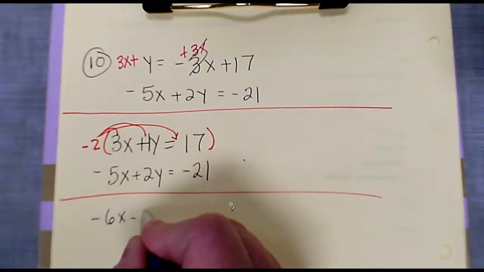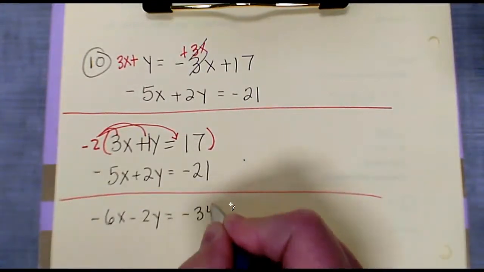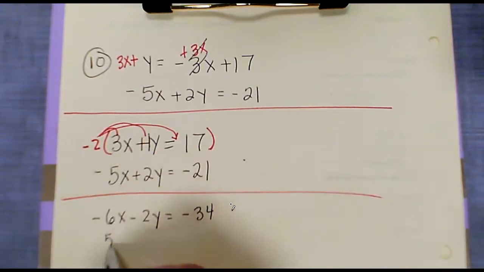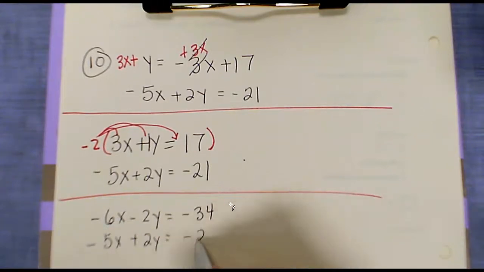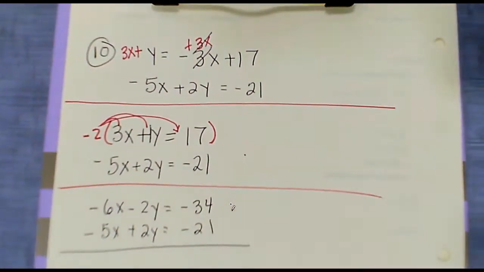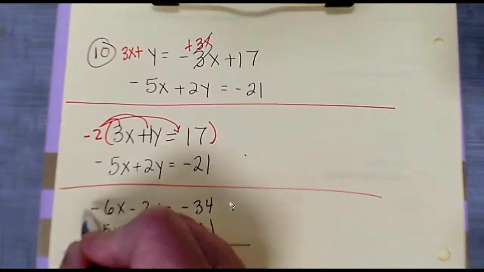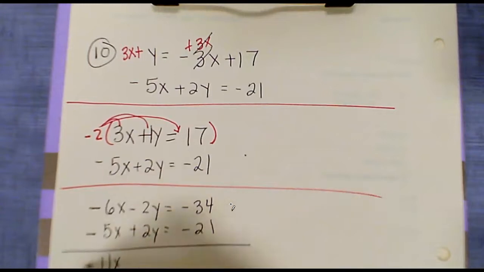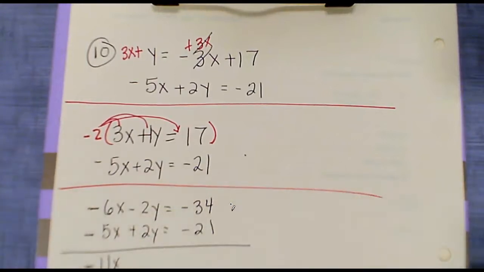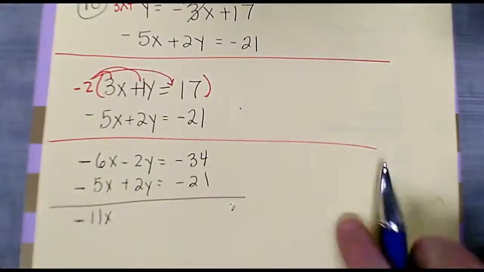-6x minus, add up, bring the second equation down and add up the columns. This is going to be -11x. When you add a negative to a negative, you get another negative. It does not cancel the negatives. I am not multiplying, I am adding.